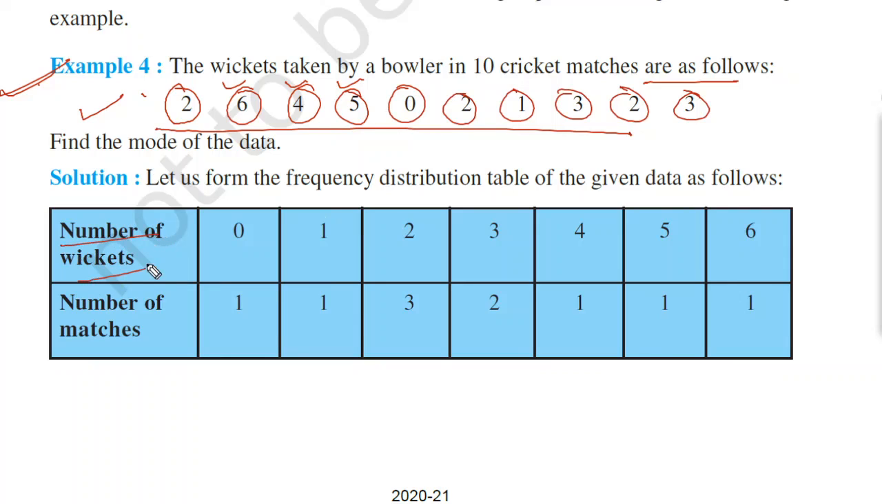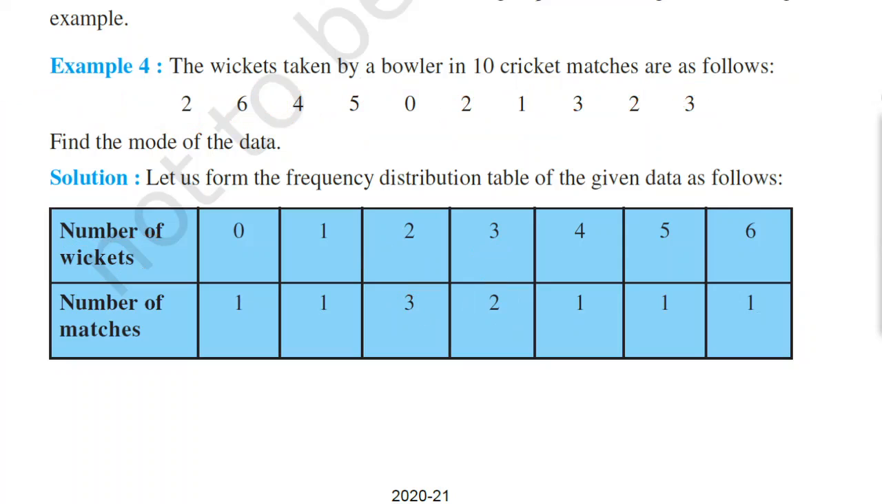Here, number of wickets, you can see 0 only one time. 2, how many times? 2 has been written 3 times. 1 is 1 time. 3, you can find 2 threes here, so you can write 3 is 2 times. 4, you can find only one 4, so 4 is 1 time. 5 is 1 time. Then 6, there is only one 6, so 6 is 1 time.